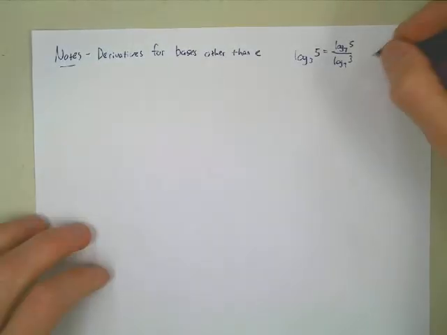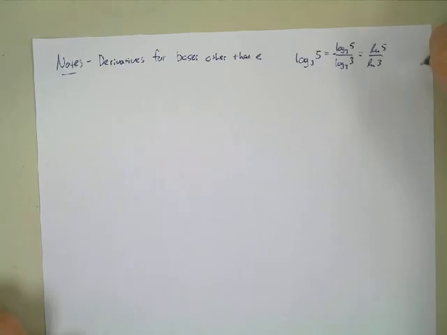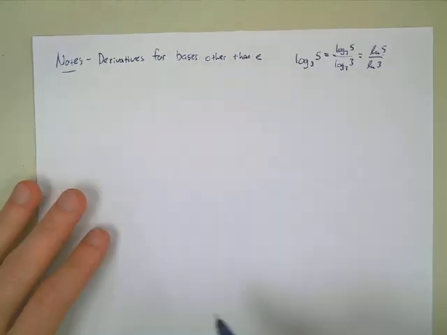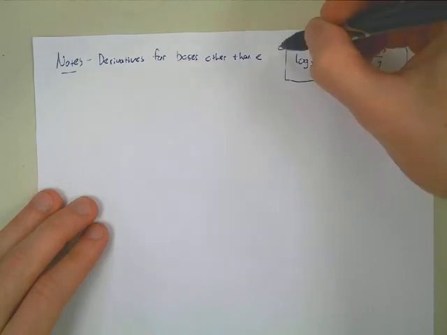If I want to change it to natural log, I could say this thing is equivalent to the natural log of 5 over the natural log of 3. So this value here is equivalent to that value. It'll be the same thing. That's all. That's change of base. But do we have to know that for calculus? No, so don't worry about it.